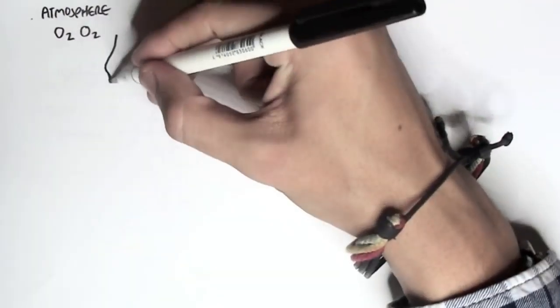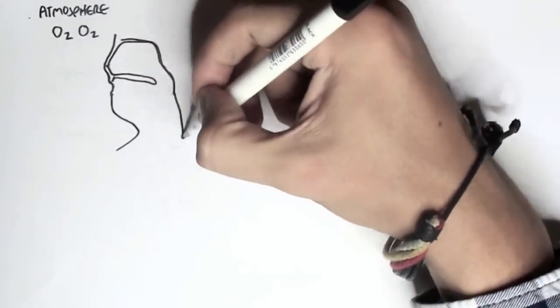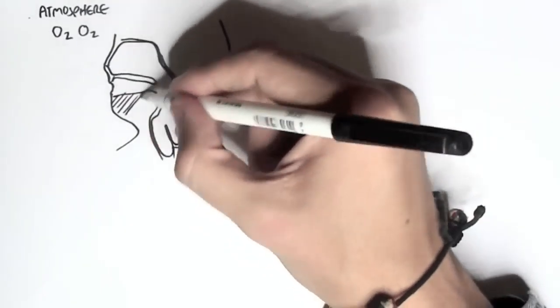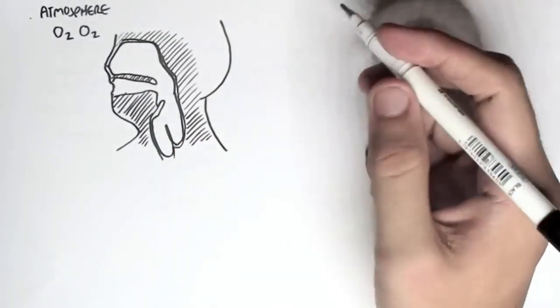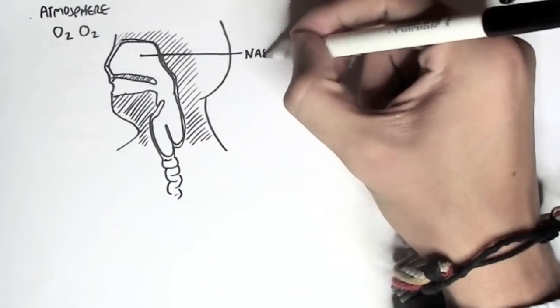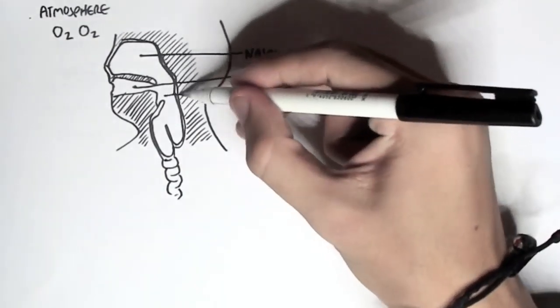Okay, so here we have the atmosphere again. It contains many types of gases, including oxygen gas, O2. Here we have a human body. I'm just going to shade some areas here so you can see the different parts of the respiratory tract more easily. So let's start learning about the anatomy. Here we have our nasal cavity, the nose cavity, the oral cavity, the mouth cavity, the pharynx.